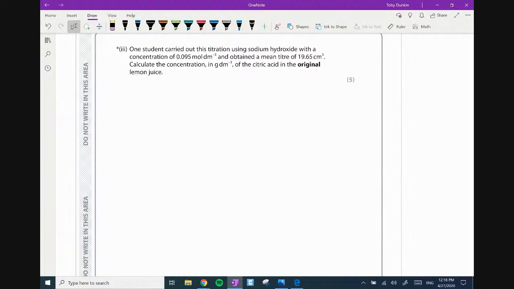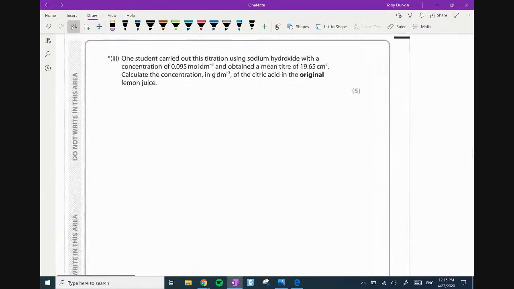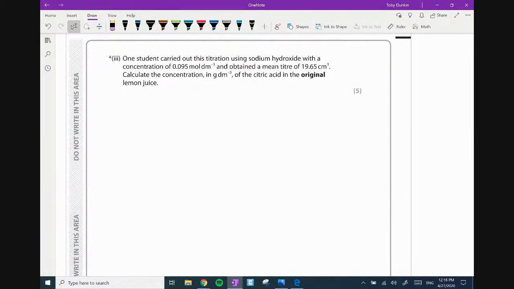One student carried out this titration using sodium hydroxide with a concentration of 0.095 and obtained a mean titre of 19.65. Calculate the concentration in grams per dm cubed of citric acid in the original lemon juice. Good old GCSE trick there, coming in right at the end. So we know that H3A with sodium hydroxide is a 3-to-1 ratio. That's a bit of a nightmare, isn't it?